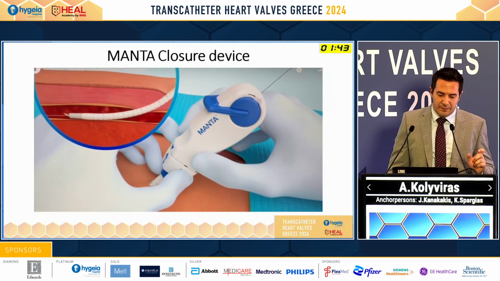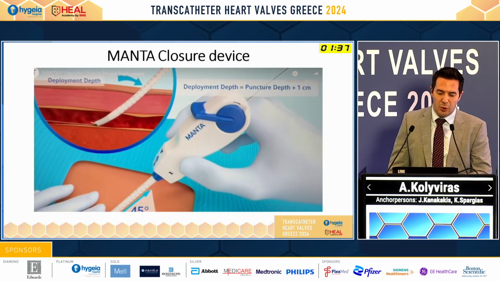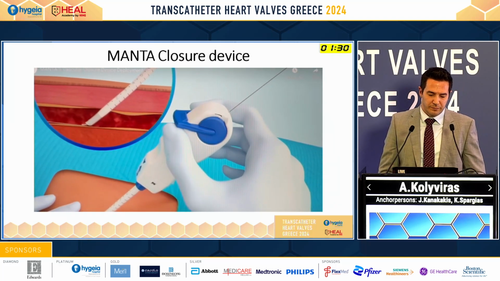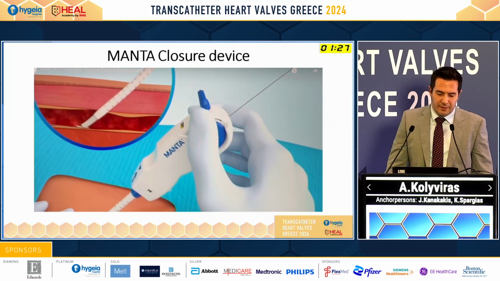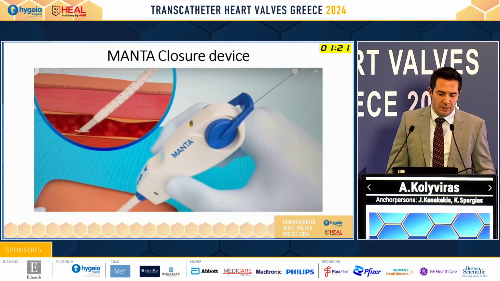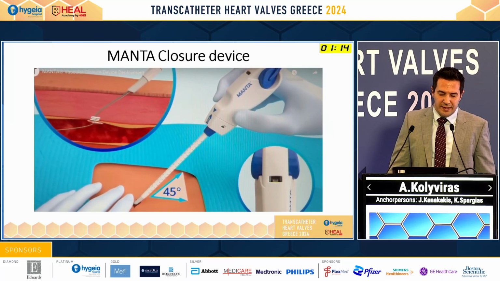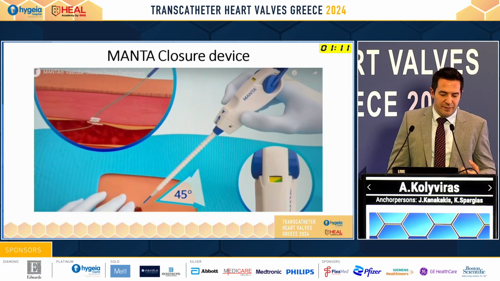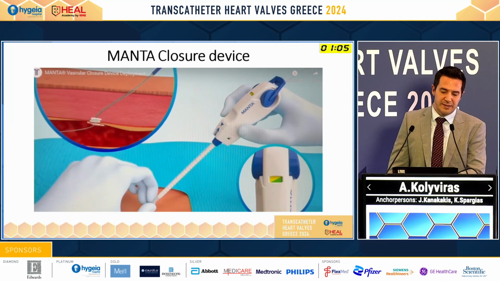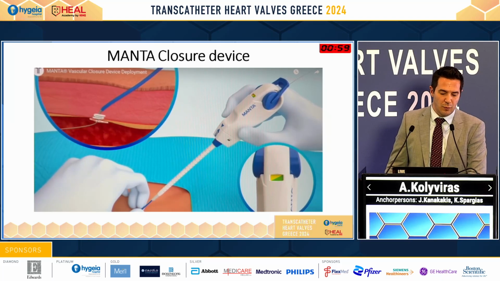Here we hear the first click, and you can see that we pull back the whole device. We have calculated the deployment depth at the beginning, and we rotate the blue lever. And in this way, we release the anchor inside the vessel. We pull back. There is a green and yellow indicator, and pulling back the closure device, we release the collagen. And in this way, the arteriotomy is closed. And there is a tool that we advance to lock the collagen on the outer wall of the vessel.